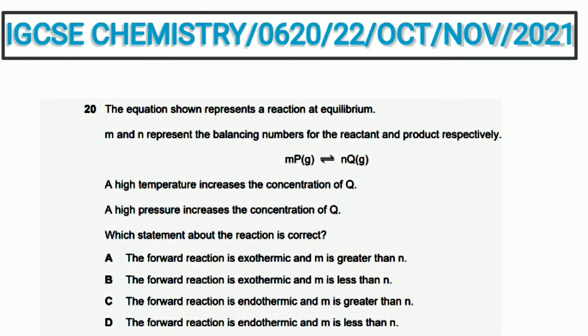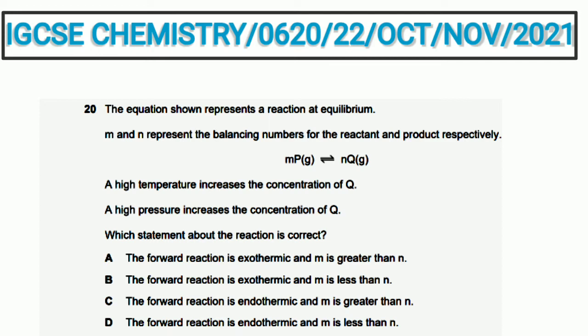Question number 20. The equation represents a reaction at equilibrium. M and N represent balancing numbers for reactants and products respectively. We have the equation: a high temperature increases the concentration of Q, and a high pressure increases the concentration of Q. Which statement about the reaction is correct? Since high temperature increases the concentration of Q, it means the forward reaction is endothermic. So we have to choose between options C and D. Now here it is also given that high pressure increases the concentration of Q. That means the number of molecules on the product side is less and on the reactant side is more.